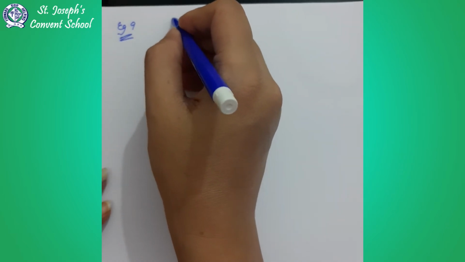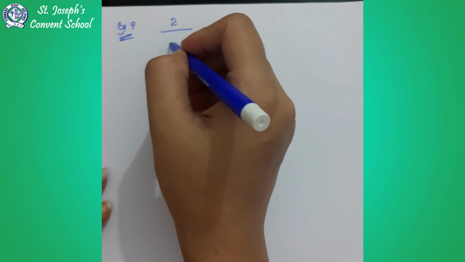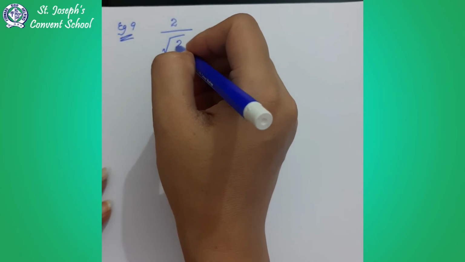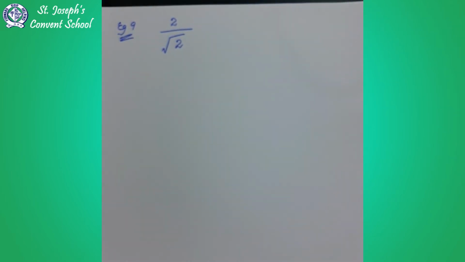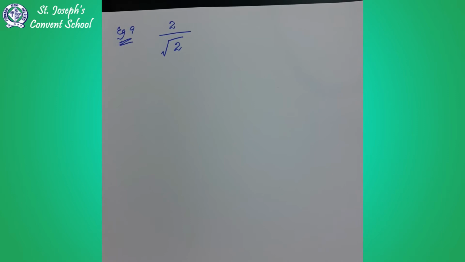It is 2 upon under root 2. Now you can see terms are same, but numerator is without root, denominator is with root. So root sign is only on the denominator. So how to solve these type of questions when root is only on the denominator?